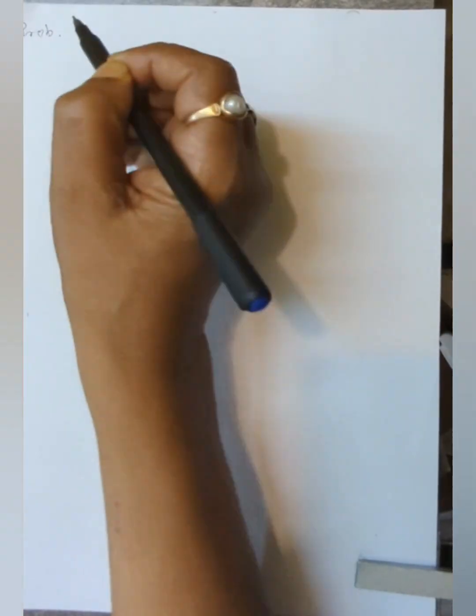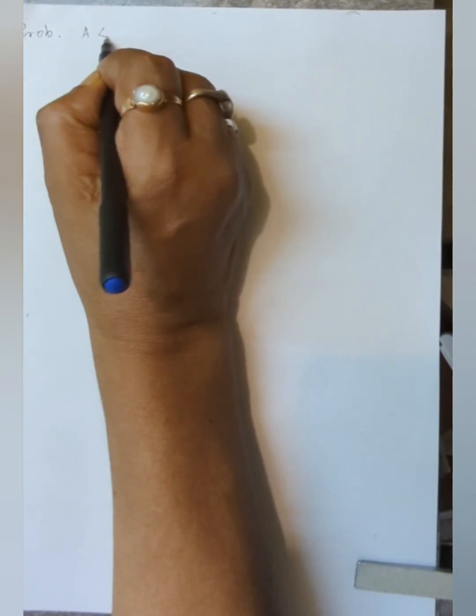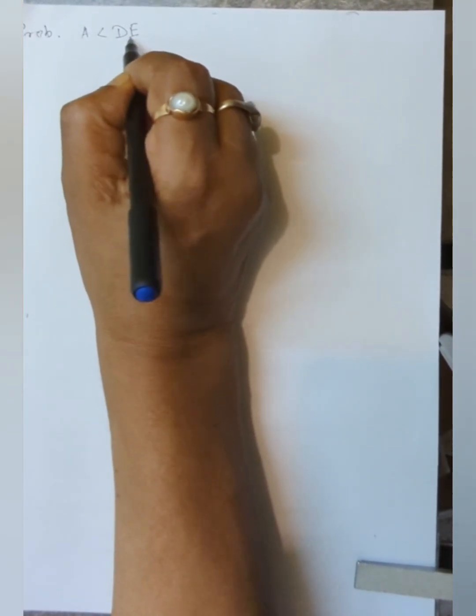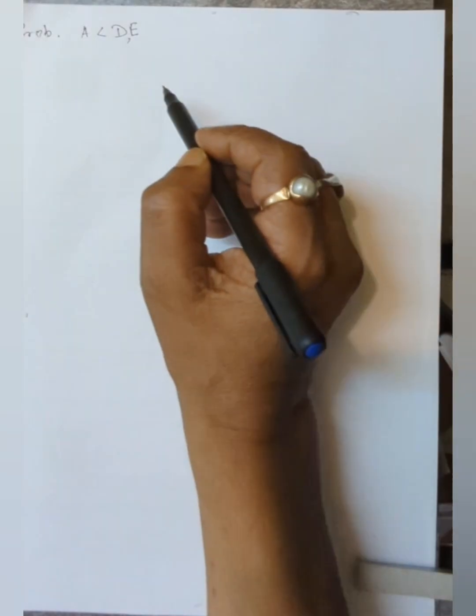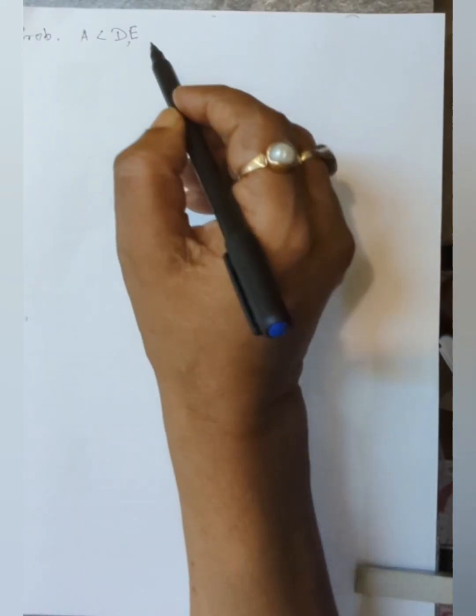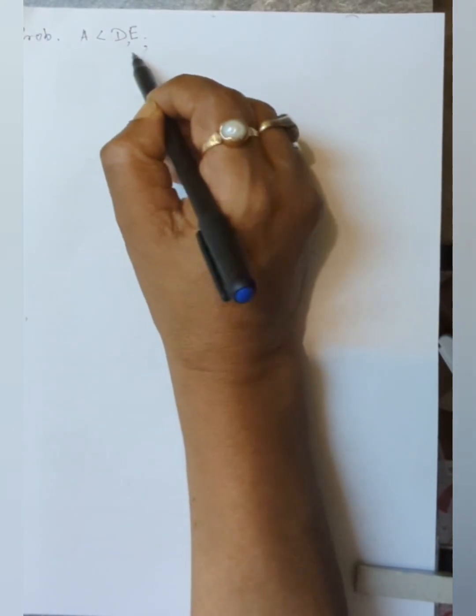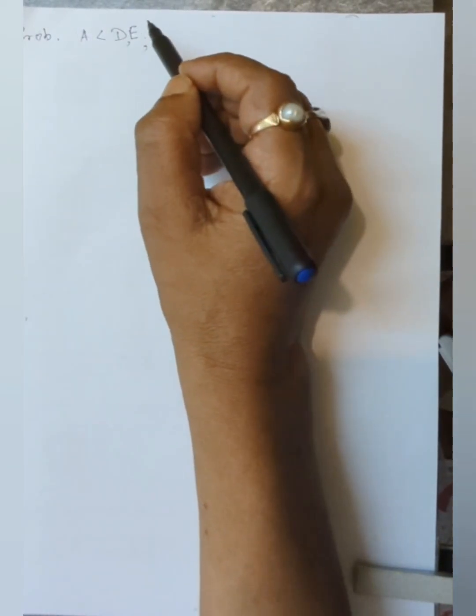Problem: A < D, E. All these are activities. There are 9 activities, A, B, C, D, E, F, G, H, I, and the relationships given are these. A < D, E, I will explain it.